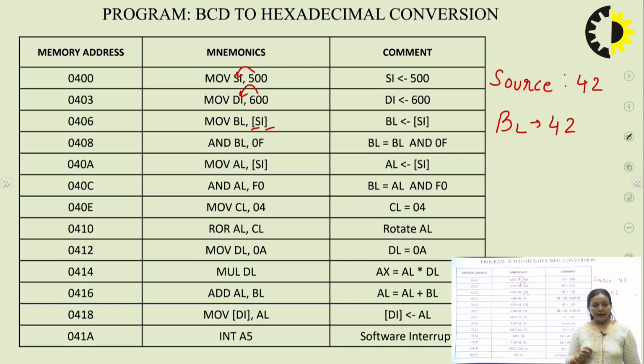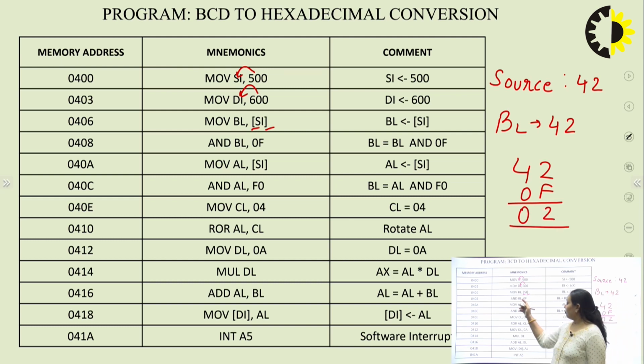Now you've got the input. Next it says AND the contents of register BL with 0F. That means I want to mask the digits. Why? When we talk about a BCD number, you have 2 BCD digits, so you must unpack those digits. First mask the upper bits, so we AND the contents of BL with 0F. If I perform the AND operation on 42 with 0F, the upper digit is ANDed with 0, and I'll get 02.